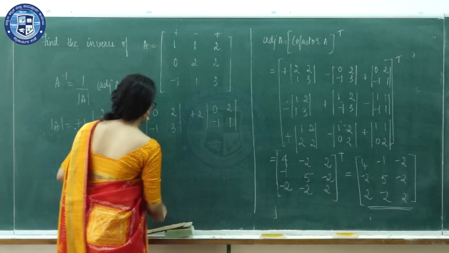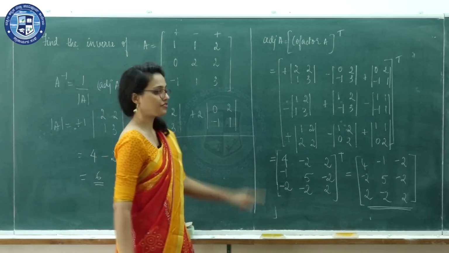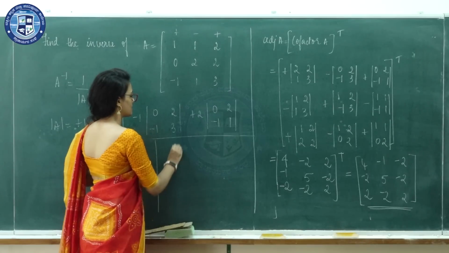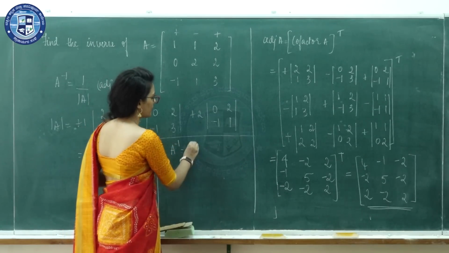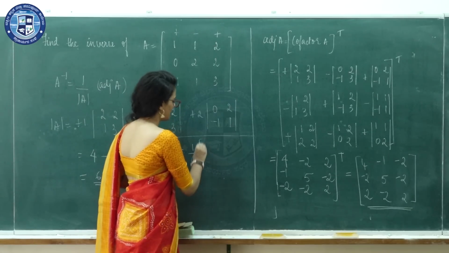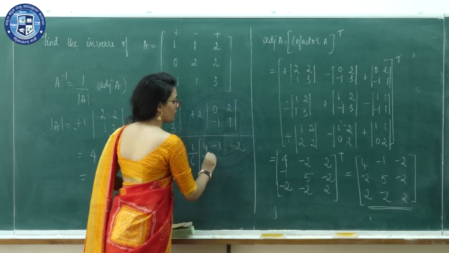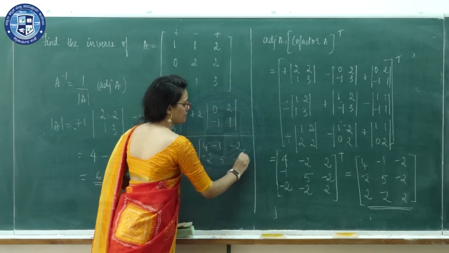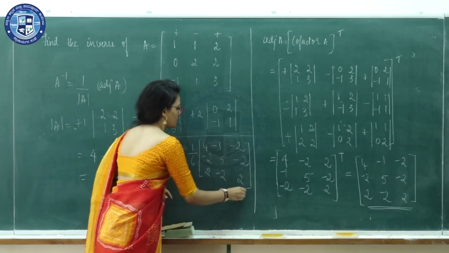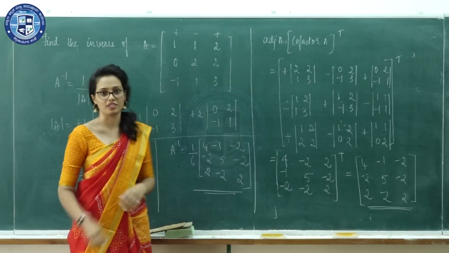Now, let us substitute the values that we found of determinant and adjoint in the formula. So, A inverse is equal to 1 by determinant of A. So, 1 by determinant of A is 6, 1 by 6 into the matrix 4, minus 1, minus 2, minus 2, 5, minus 2, 2, minus 2 and 2. You can either multiply this inside and simplify or stop here.